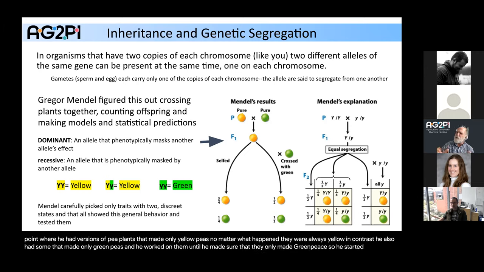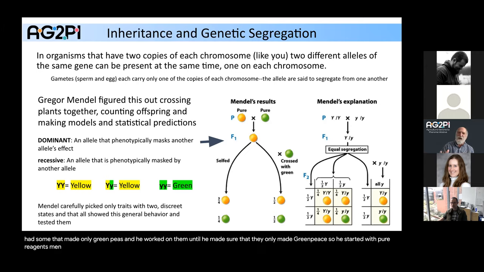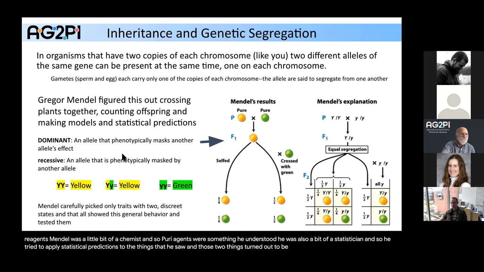So he started with pure reagents. Mendel was a little bit of a chemist, and so pure reagents were something he understood. He was also a bit of a statistician, and so he tried to apply statistical predictions to the things that he saw. And those two things turned out to be the most important.